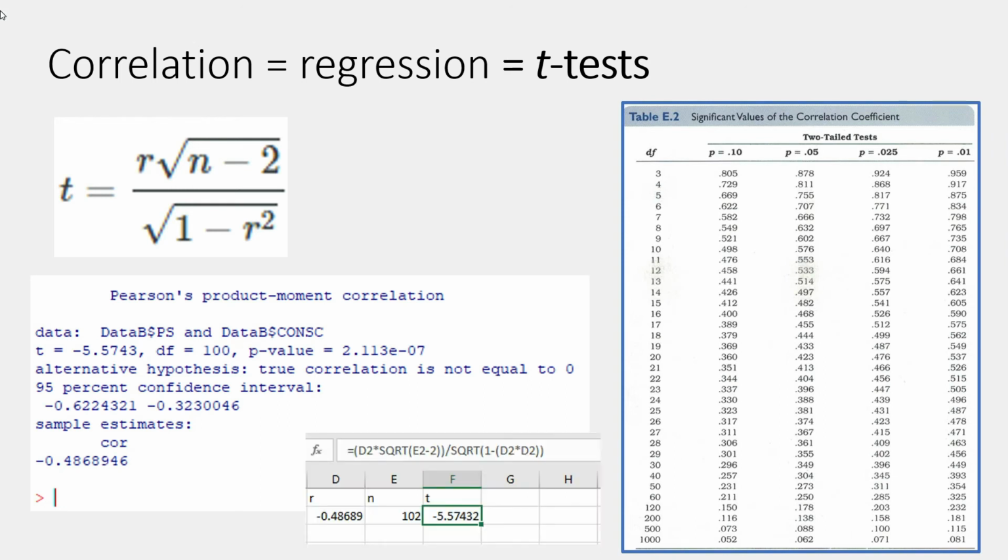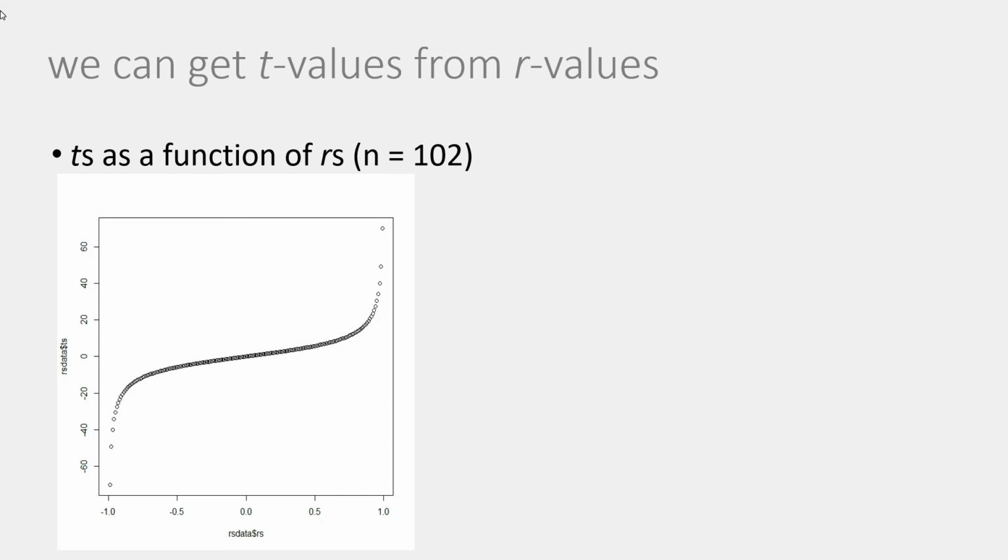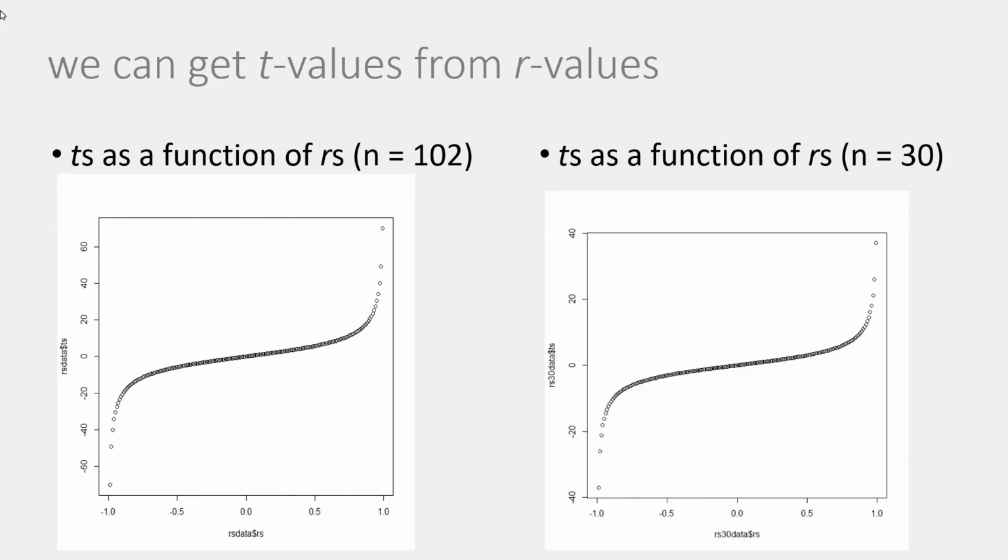Let's take a look at what plotting them all together would look like. Here are t's as a function of r's when we have a sample size of 102, as in our procrastination conscientiousness example. And here are t's as a function of r's if our sample size were 30. So keeping in mind that the relations would be different for different sample sizes, with r's of the same size yielding t-scores that are larger if those r's come from samples that are larger.